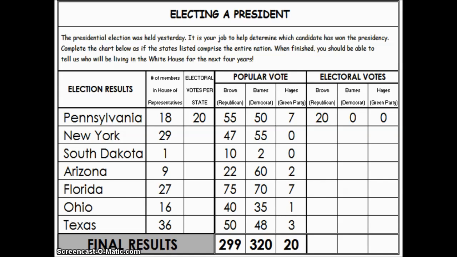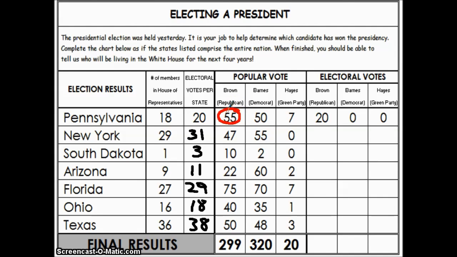So you just look at the number of members of the House and then add 2. So New York has 31, South Dakota has 3, Arizona 11, Florida has 29, Ohio has 18, and Texas has 38. Okay, and then we take a look at how we determine who wins the electoral votes. And we use the popular vote to do that. And so you see who wins the popular vote in each state, and that determines it.